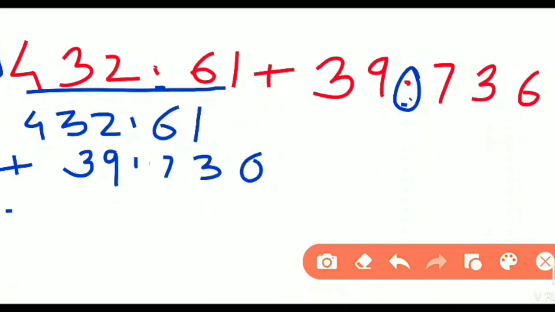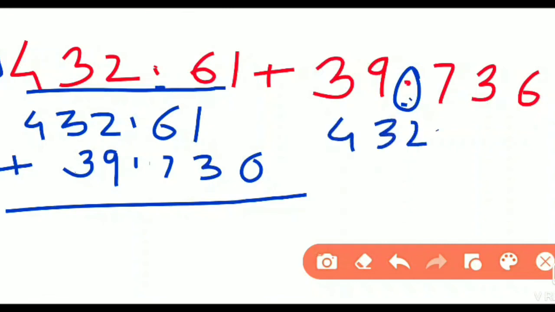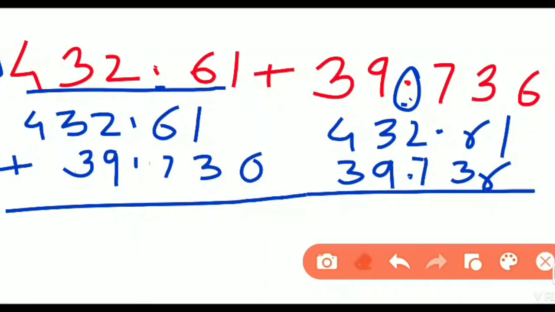So whenever we are solving addition and subtraction examples, what happens? We make a mistake. Where are we making the mistake? If you write it this way, 432.61, then 39.736, and you do the addition, then your answer will be wrong, because the position of the decimal places is different in both the numbers. Okay, so one thing we have to keep in mind, what I told you, that we have to write the decimal point below the decimal point.